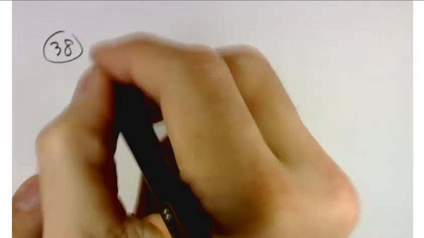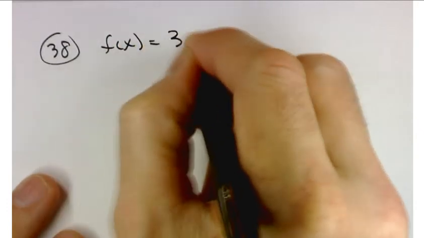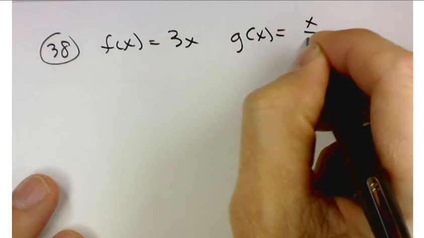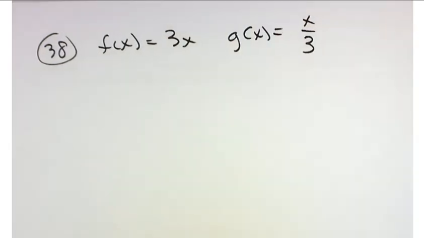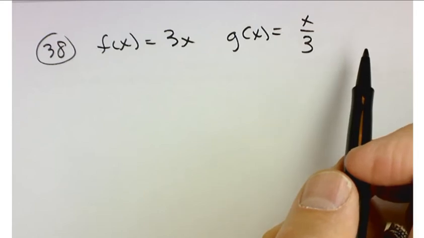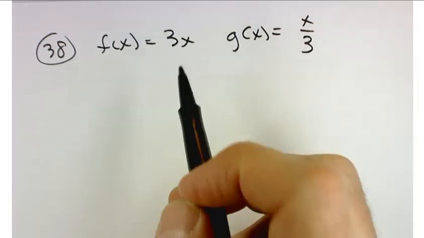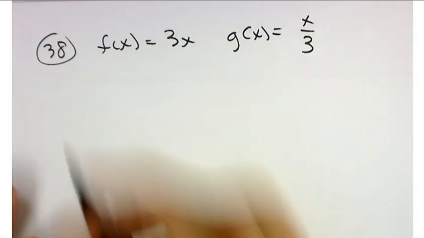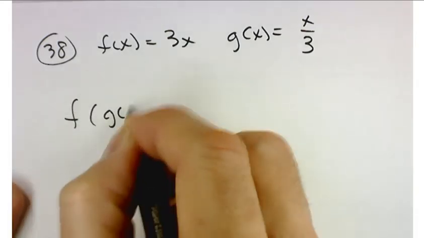So what's 38 and 40? Well, you can almost see these things visually. They give you two functions, and they ask you to check that conclusion that I just showed on the board. f of x is 3x, and g of x is x over 3. You can kind of see that these are inverse functions. What one does, the other one's going to undo. If you multiply by 3, how would you undo that? You divide by 3. If you divide by 3, how would you undo that? You multiply by 3.